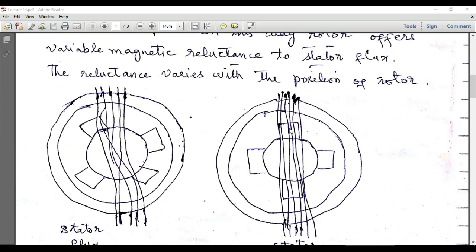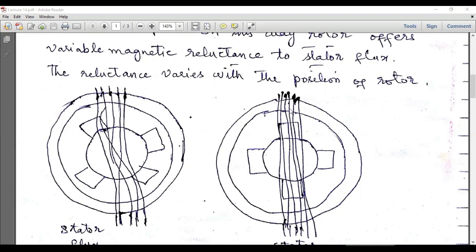So these two salient poles of the rotor will be magnetized in the opposite direction to that of this stator magnetic field, so that these rotor poles will be attracted towards this external magnetic field, and it will be the final orientation of the rotor in response to the stator magnetic field.